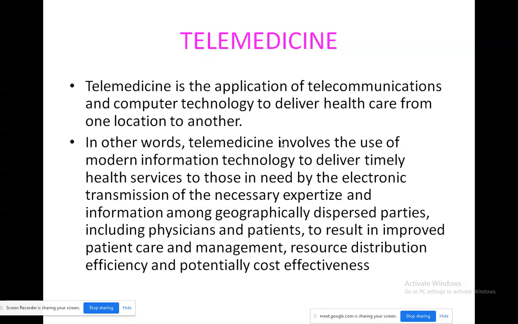From one point to another point, the patient will be in one location and the treatment provider will be in the other location. So this will be like your telemetry system.